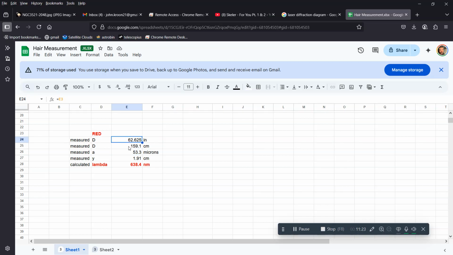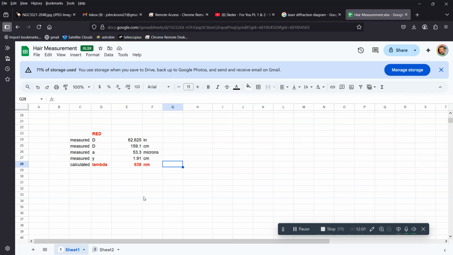It was the same D because I didn't change the setup. This number here was measured from the previous part of the experiment, and then the Y, the distance between maxima, I experimentally measured and found it to be 12/16 of an inch, or 1.91 centimeters. And I got a result of 638.4 nanometers. We could just call that 638. So now that I know the distance between the pixels, I've measured the wavelength of this red light.